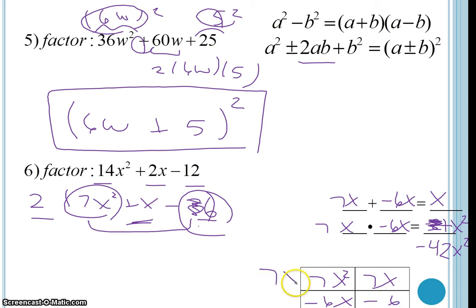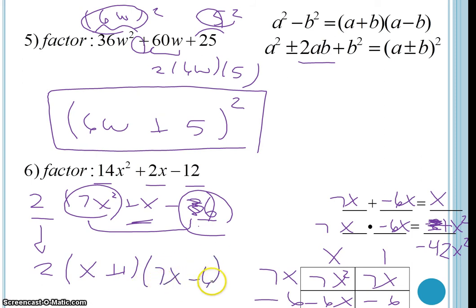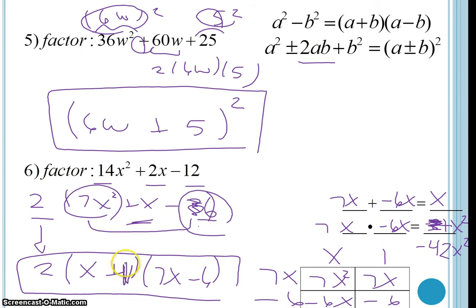First row, they have a 7x in common. Next row, they have a minus 6. First column, they just have an x in common. The next, they just have a 1 in common. So this 2 comes down for the ride, and then I have x plus 1 times 7x minus 6. And that is how it factors. That's a 1. Okay, let's go on to the next problem.